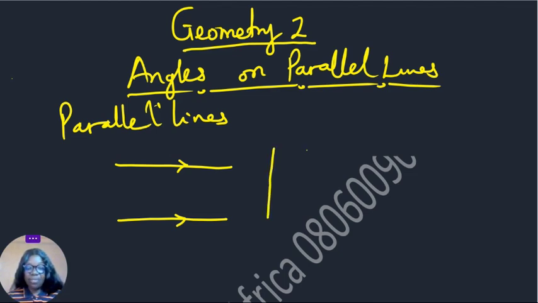So these are vertical parallel lines. Then you can have slanted parallel lines. So these are what we call parallel lines.